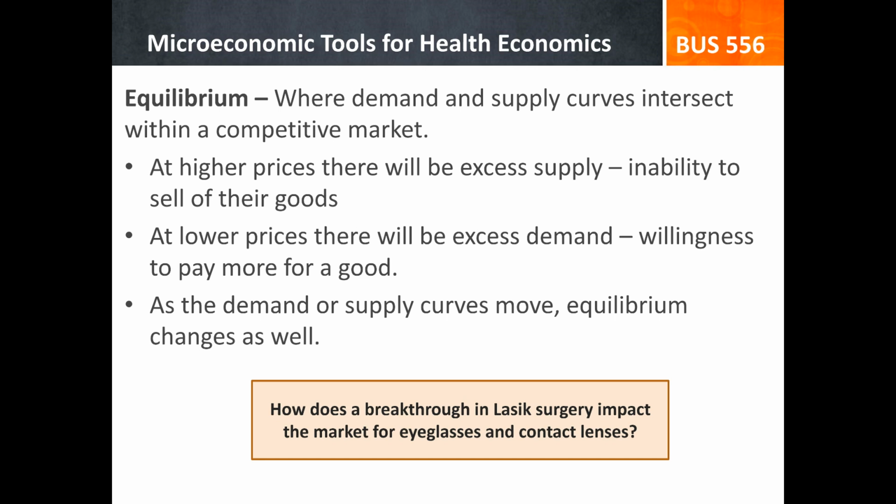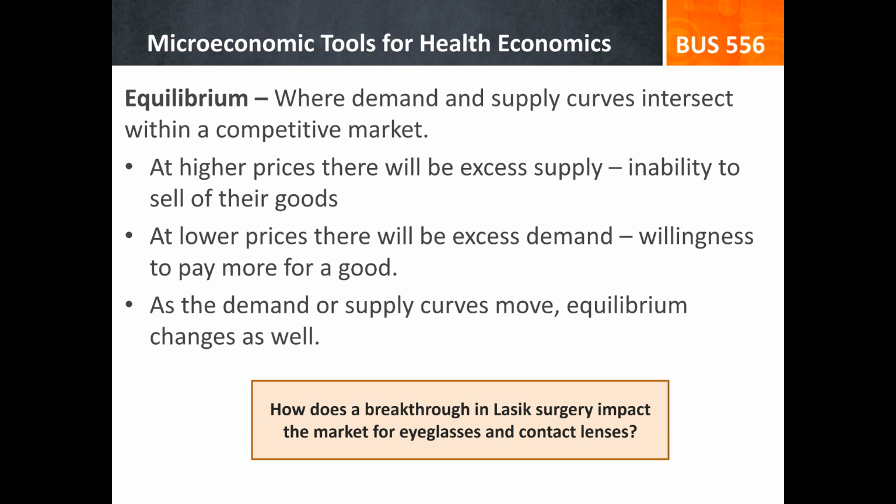In real life, that rarely happens. And if it does happen, it's constantly changing because there's new entrants and things change. But in a perfect world, supply meets demand, right? At higher prices, there will be excess supply, an inability to sell all their goods. At lower prices, there'll be an excess in demand. People will be willing to pay more for the good. And as demand and supply curves move, equilibrium changes as well.